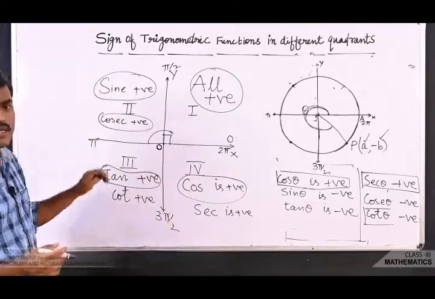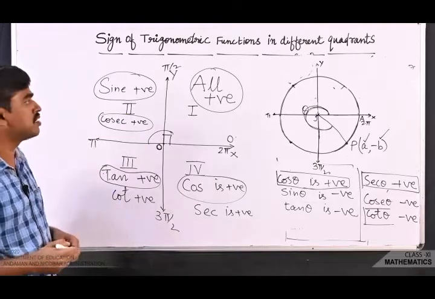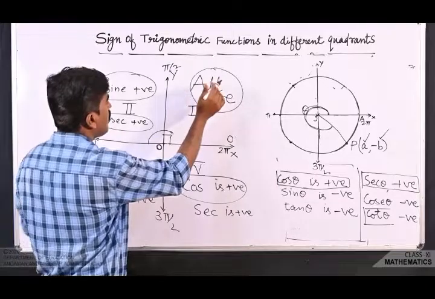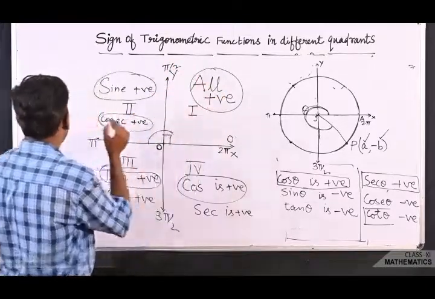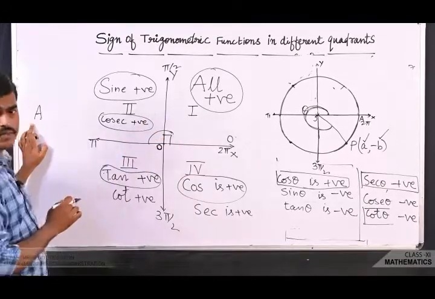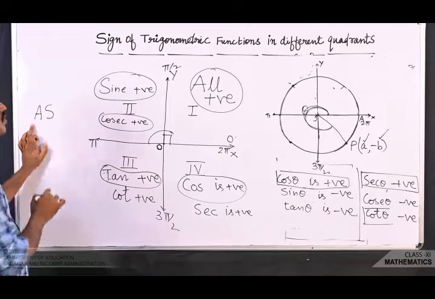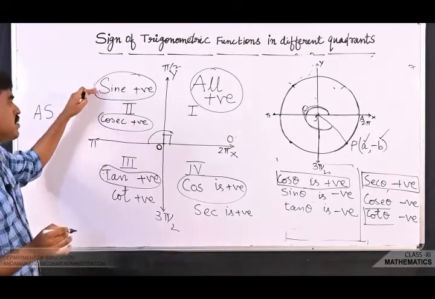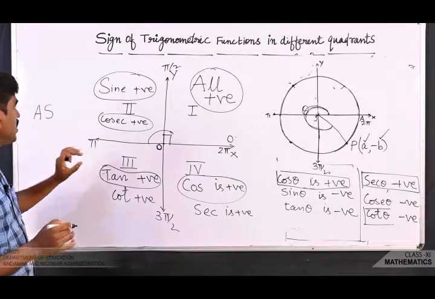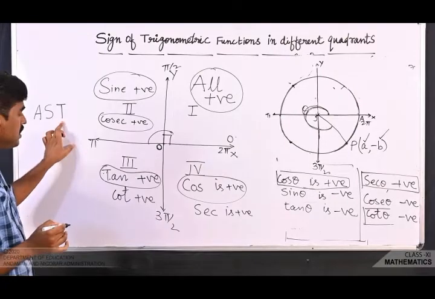So how to remember this? How to remember the sign of trigonometric functions in different quadrants? Just take the first letters of all these. I am taking A there, all positive, in the first quadrant. In the second quadrant, sin positive. Take S from there. Sin positive means cosec is also positive there, but the main function is sin. And in the third quadrant, tan positive. Take the first letter T.